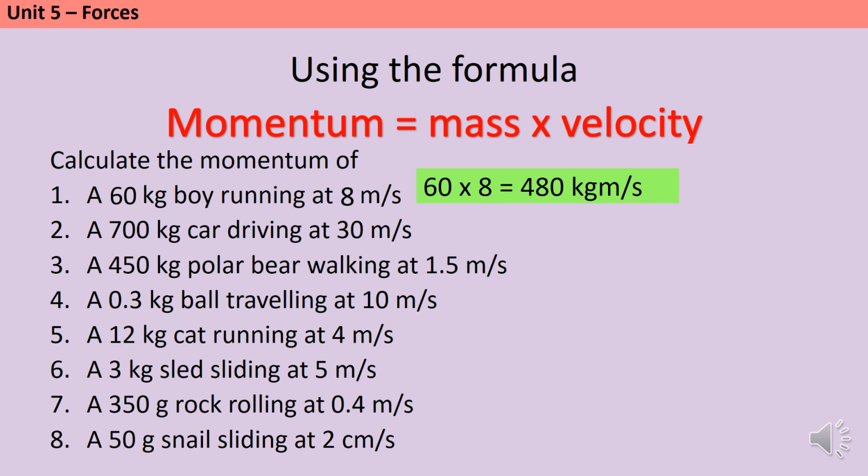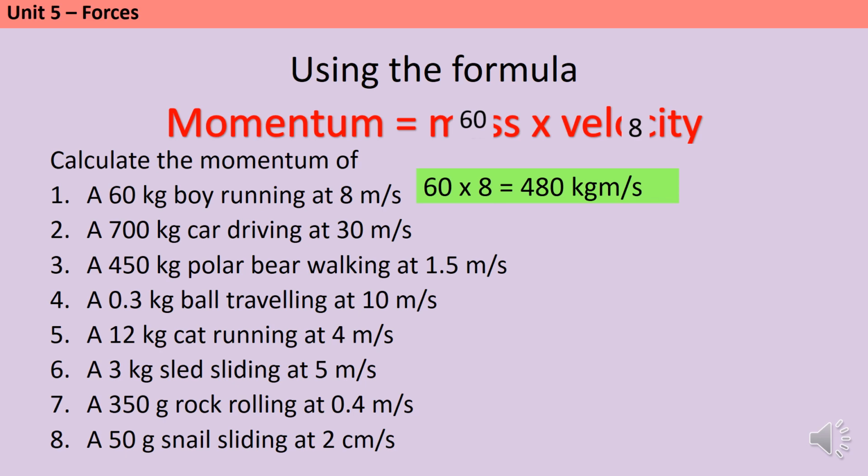Let's look at question 1. A 60 kilogram boy is running at 8 meters per second. Now, the question hasn't told me which one of those is mass and which one of those is velocity. So what I need to do is to look at the units and they will tell me. So kilograms are the units for mass, and that tells me that 60 should go where I've written mass, and meters per second are the units for velocity, and so 8 needs to go where I've written velocity.